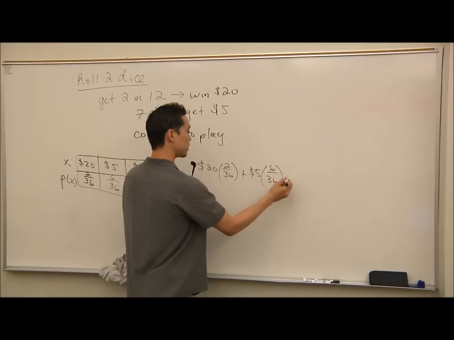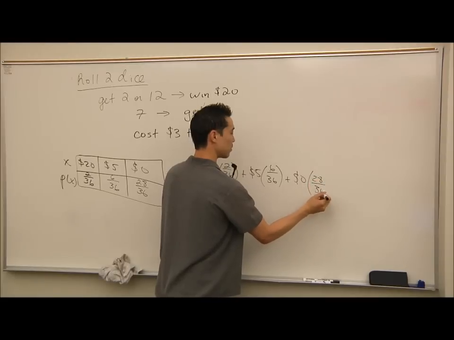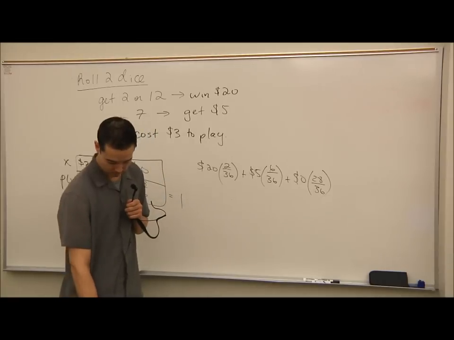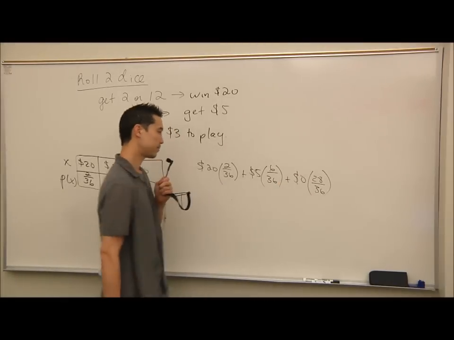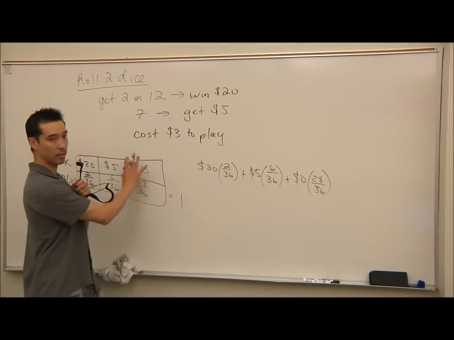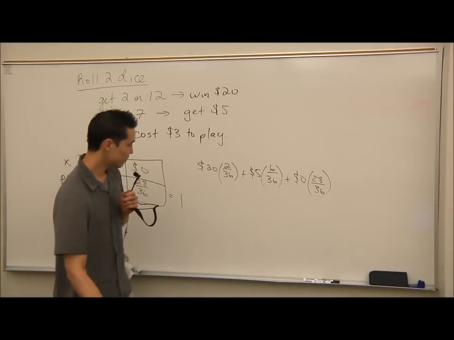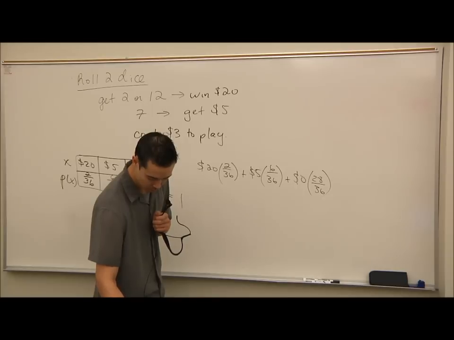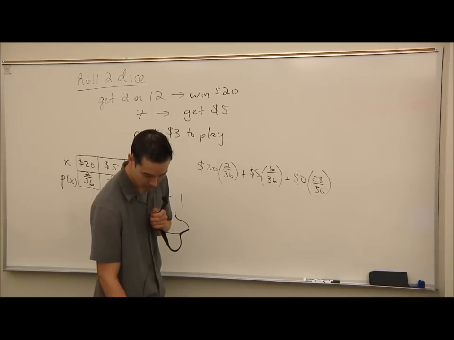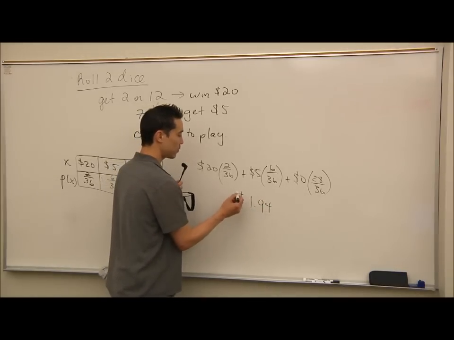Luckily, 0 times anything is 0, so I don't really have to worry about that last piece. So you just got to worry about the 2, the 20, and the 5? Yeah, just because 0 times anything is 0. I mean, technically you have to worry about it in terms of finishing your table, but just multiplying is not going to do anything. All right, so 20 times 2 out of 36 plus 5 times 6 out of 36, we get 1.94 repeated. So this comes out to $1.94 approximately.